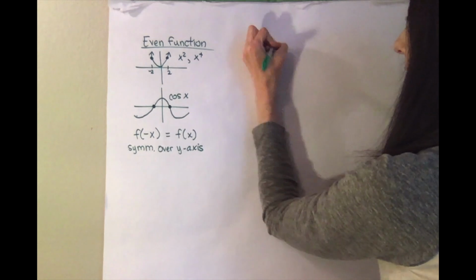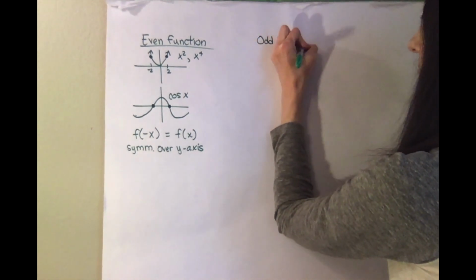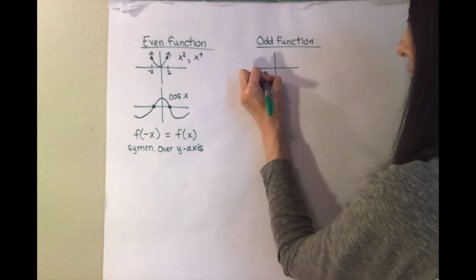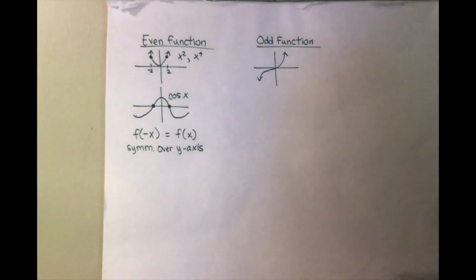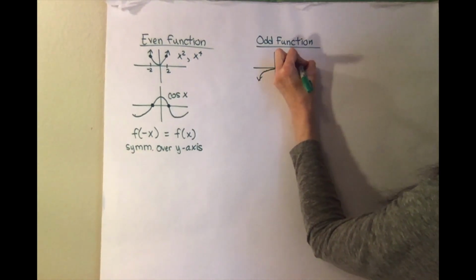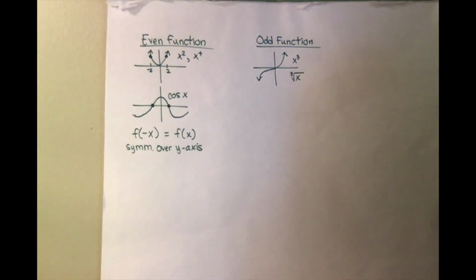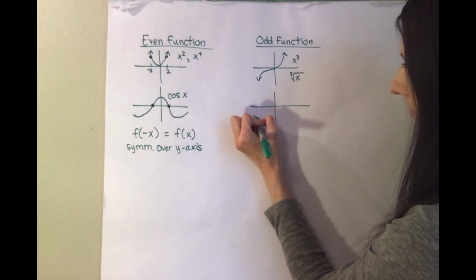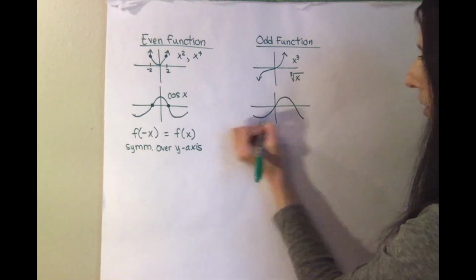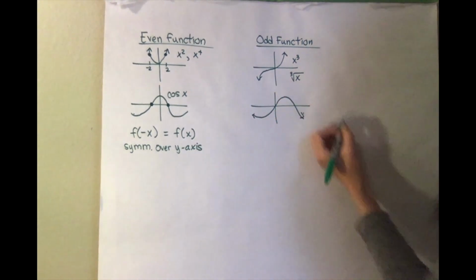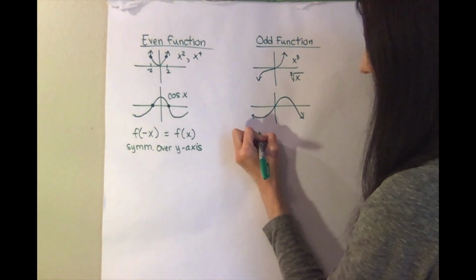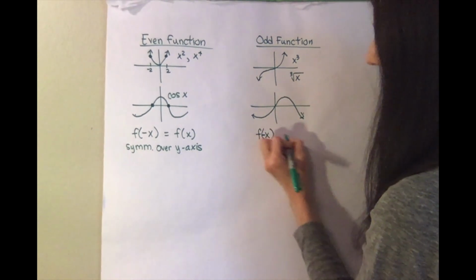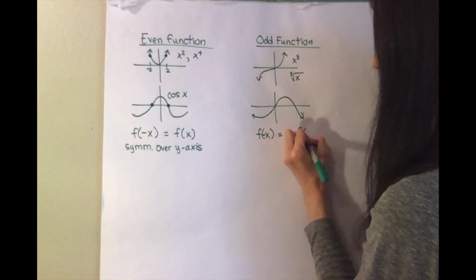Okay, an odd function. Some examples would be x cubed. Even the cube root of x is an odd function. Sine is an odd function. Odd functions have the identity that f of negative x is equal to negative f of x.